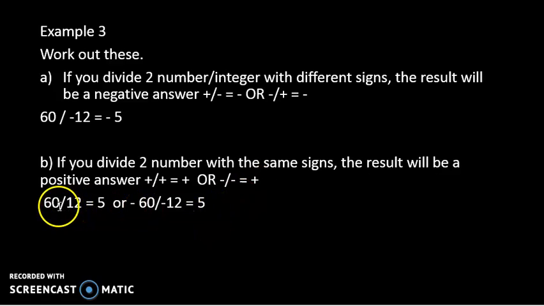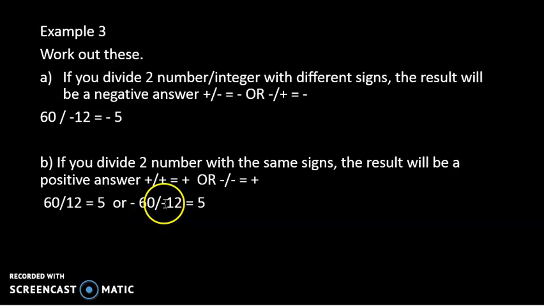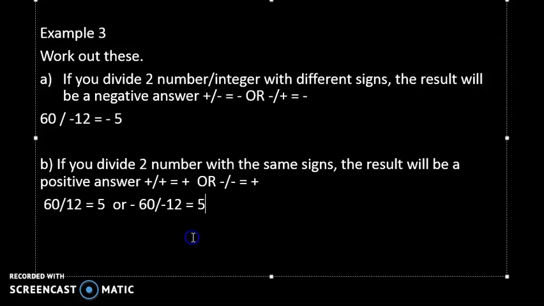Let's see. If I have 60 divided by 12, I can get 5, you can see clearly. What about if I have a negative 60 divided by a negative 12? This negative here will cancel with this negative down here, so that we shall have a positive answer, which is plus 5.